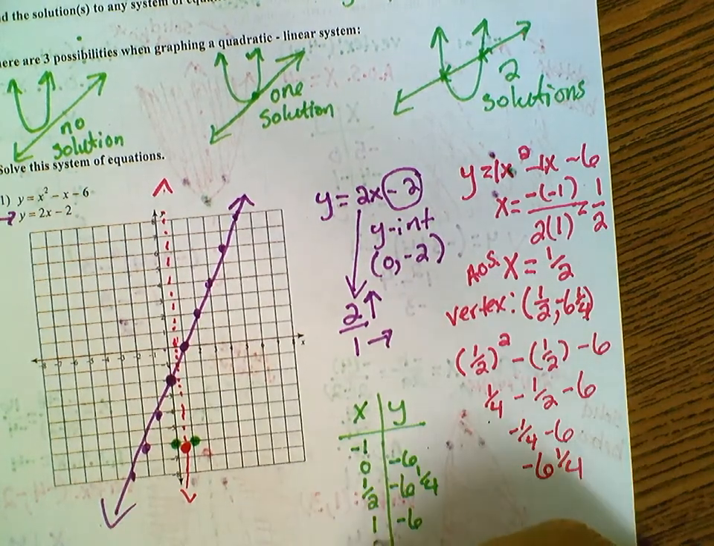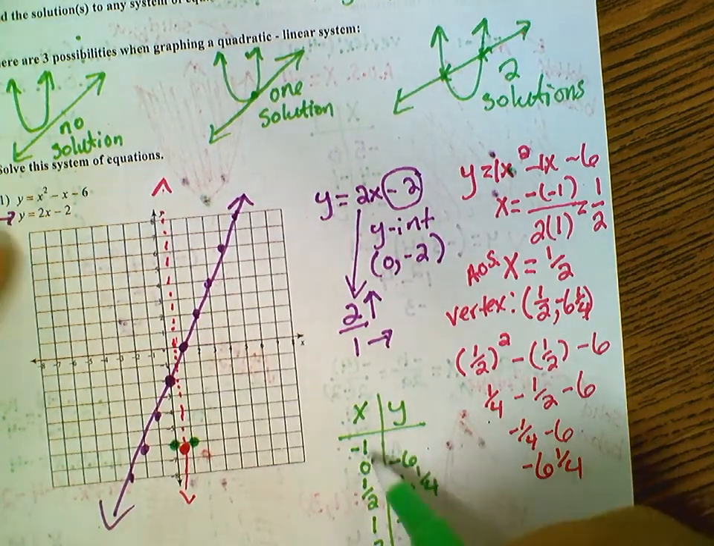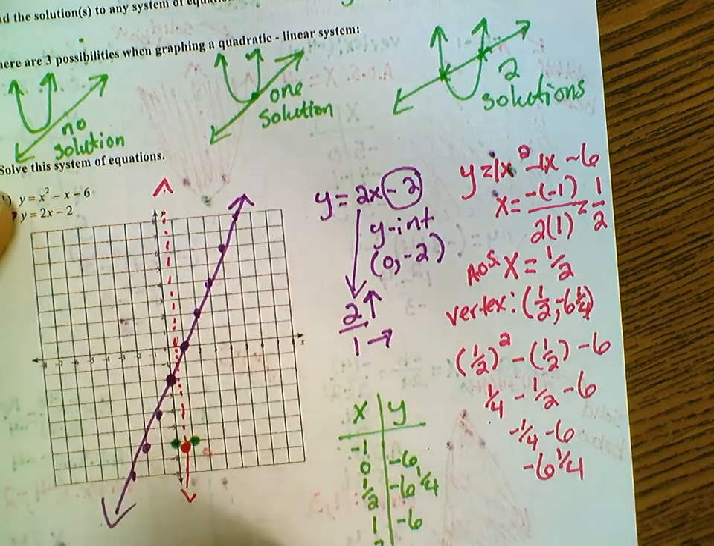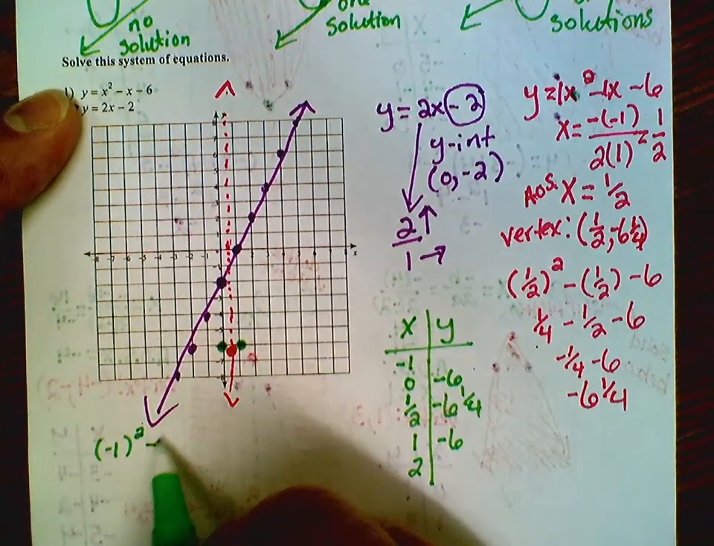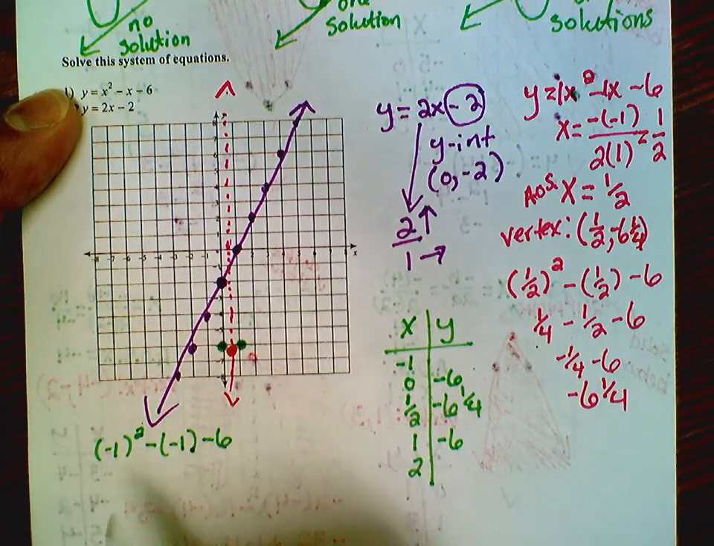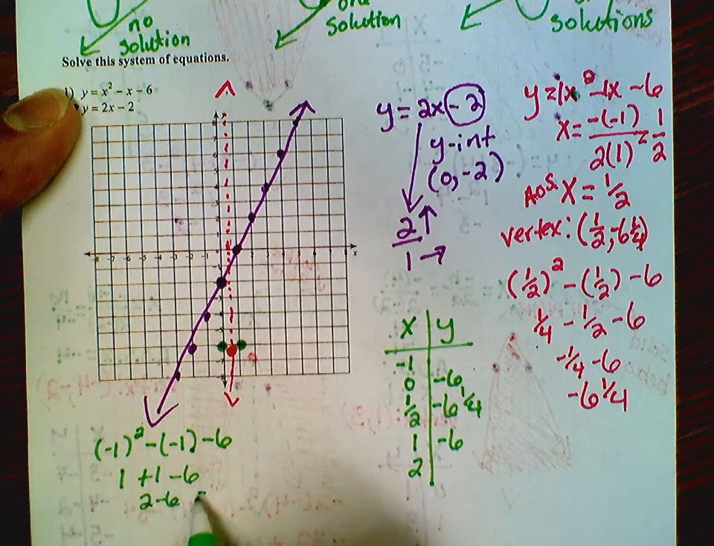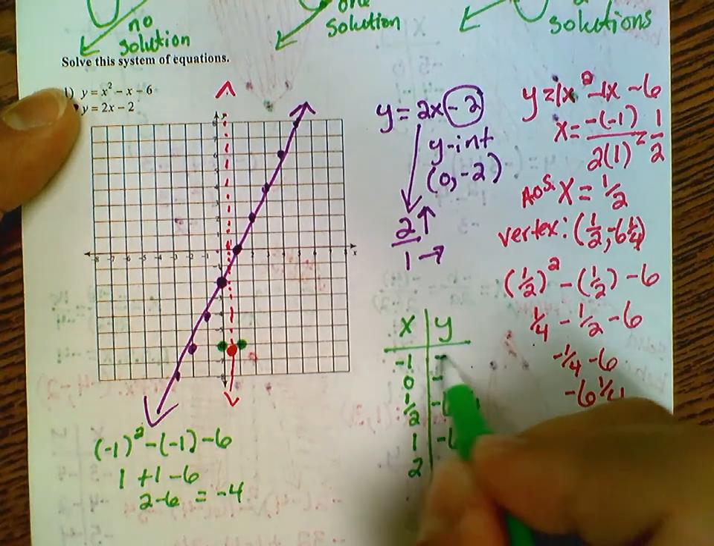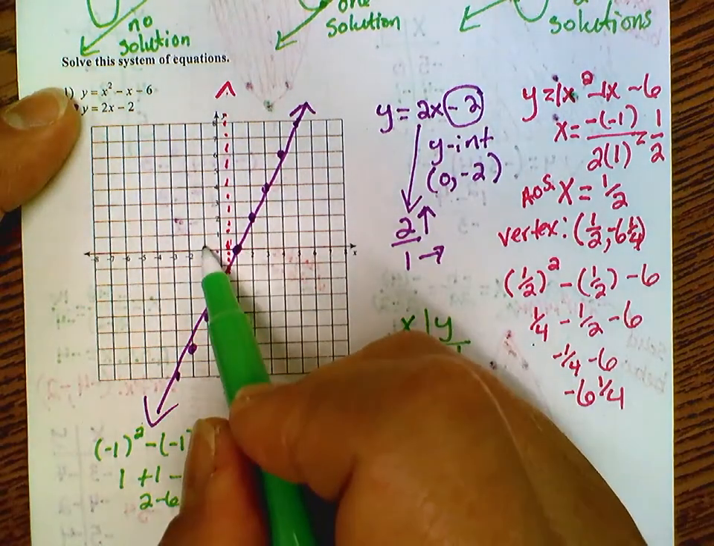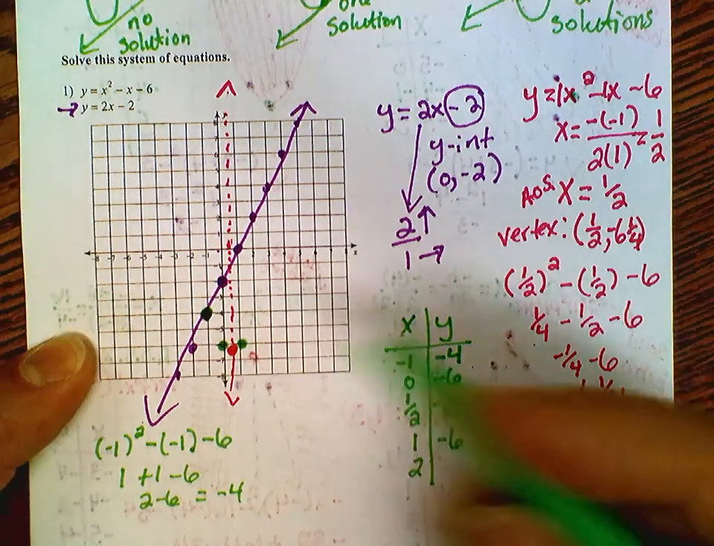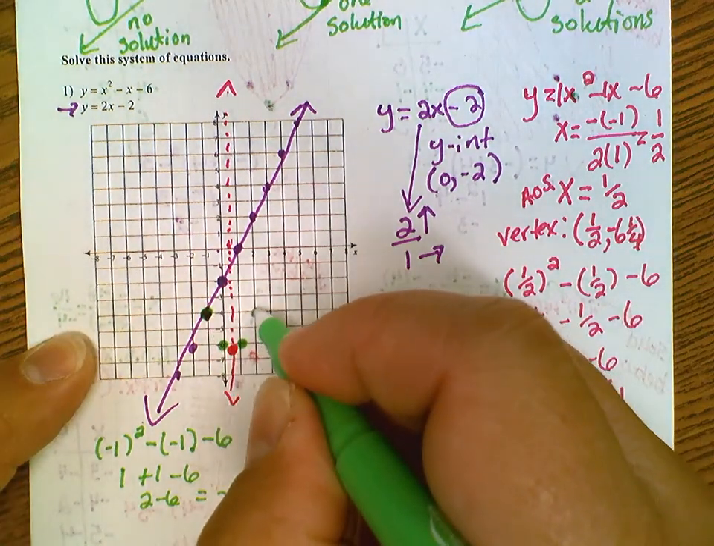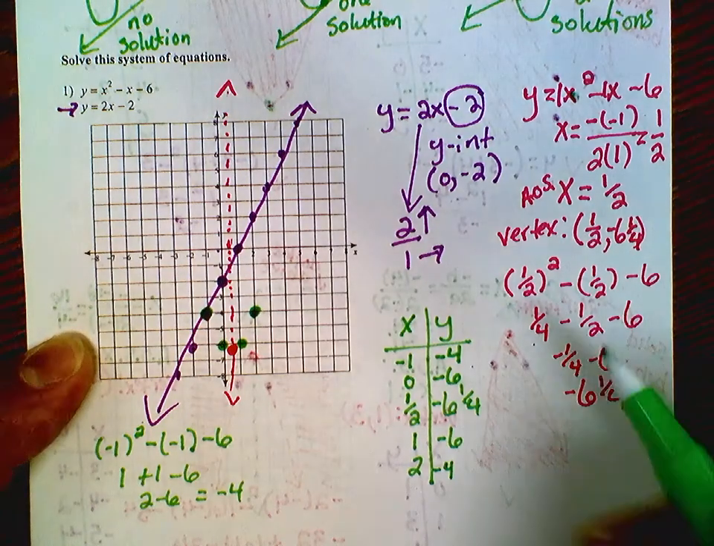I have negative 1 and 2. So I'll plug negative 1 in. So I have negative 1 squared minus negative 1 minus 6. So negative 1 squared is 1 plus 1 minus 6. So that's 2 minus 6, or negative 4. So I'm negative 1, negative 4, and look what happens. There's my first intersection. And I can use the axis of symmetry to get the other point.